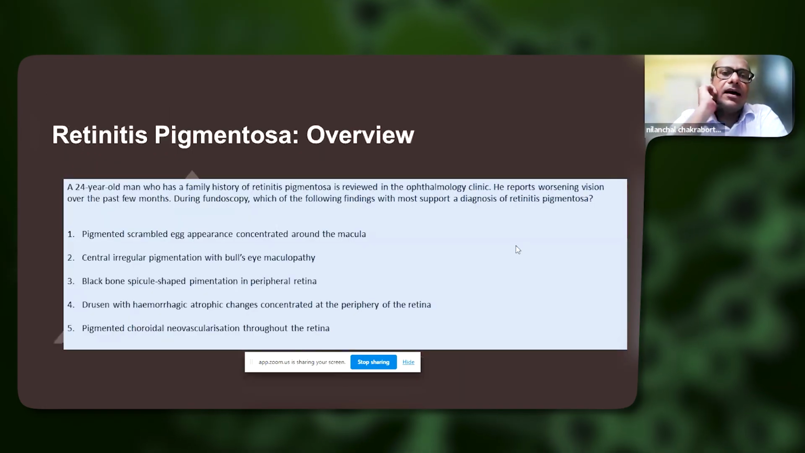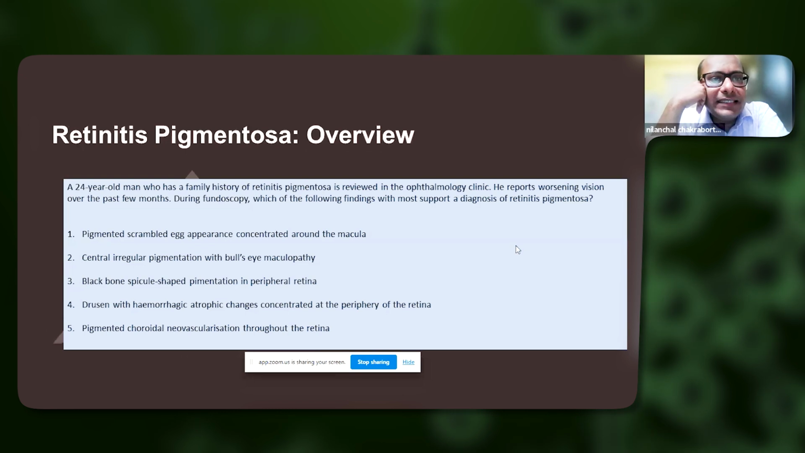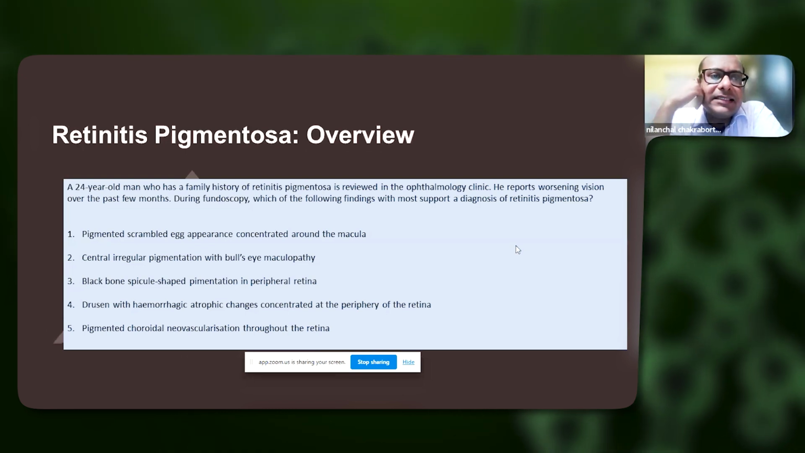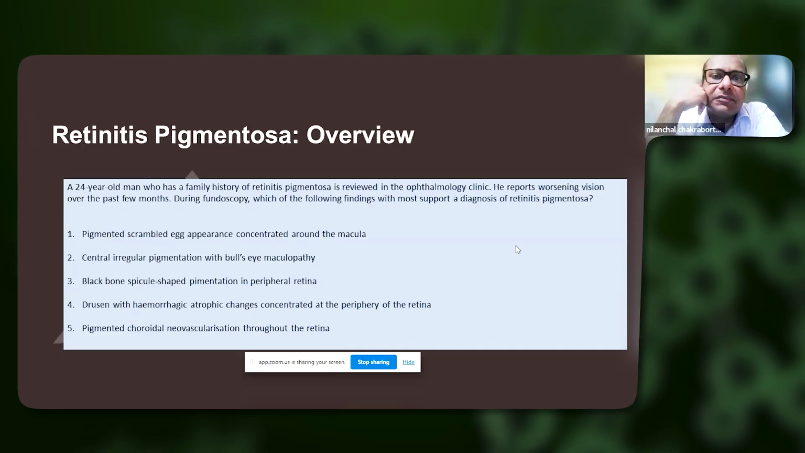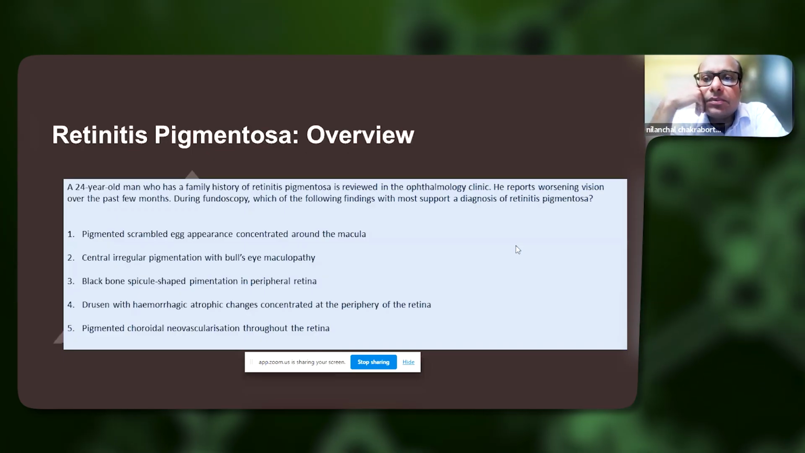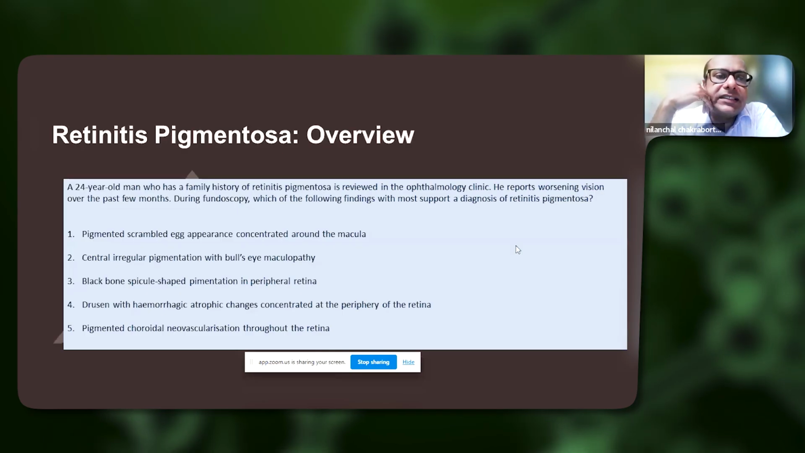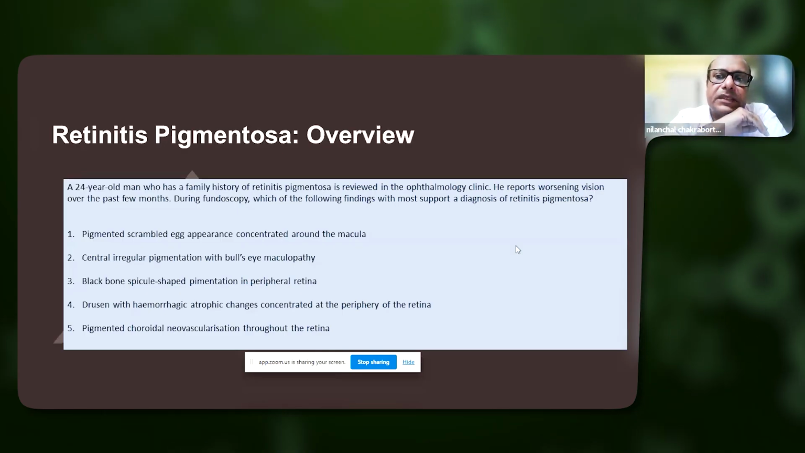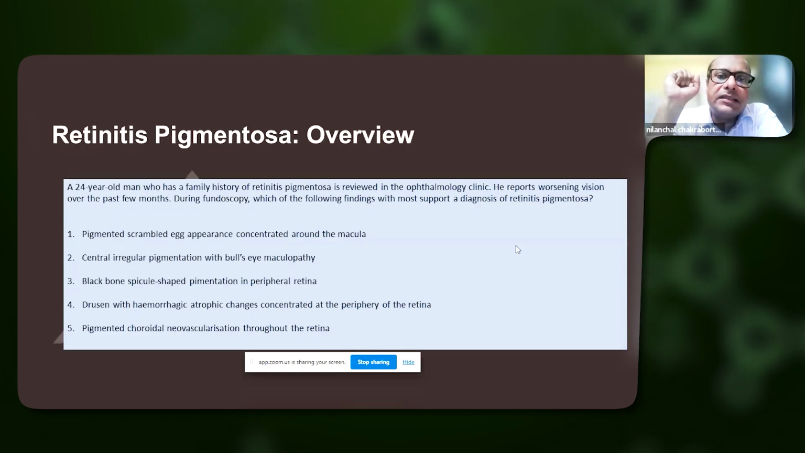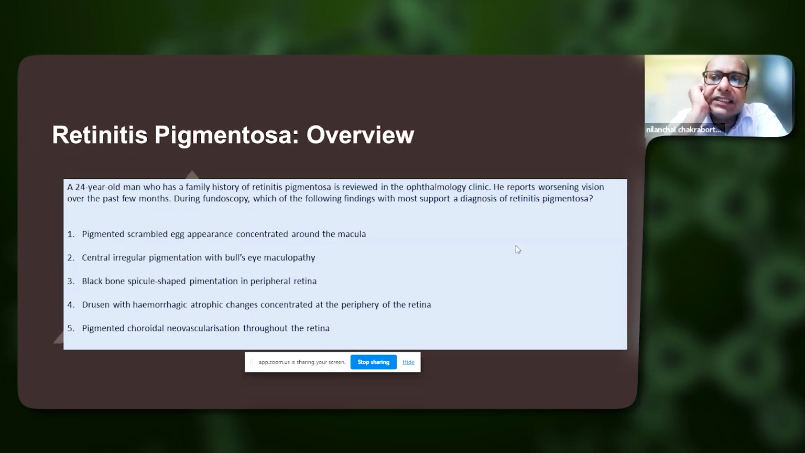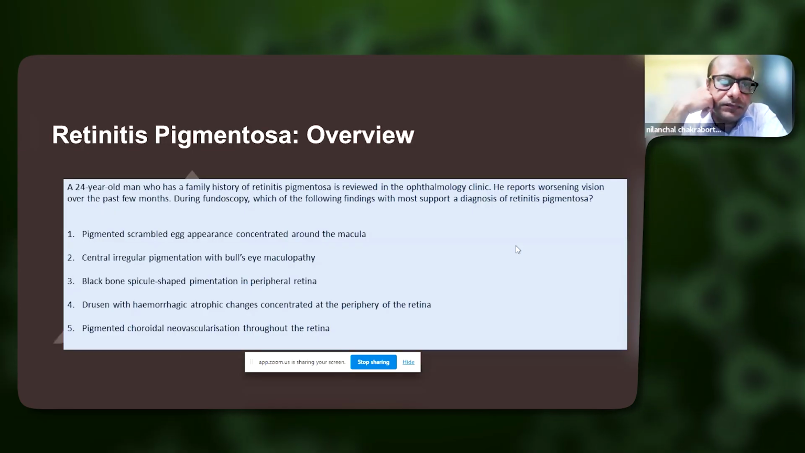Other than that, the other high-yield topic is retinitis pigmentosa, where the history may come like this. A 24-year-old young gentleman with a family history of retinitis pigmentosa is reviewed in the ophthalmology clinic. He reports worsening of vision over a few months, so a gradual onset of loss of vision. And what will be your fundoscopic finding, which is most important to diagnose retinitis pigmentosa?